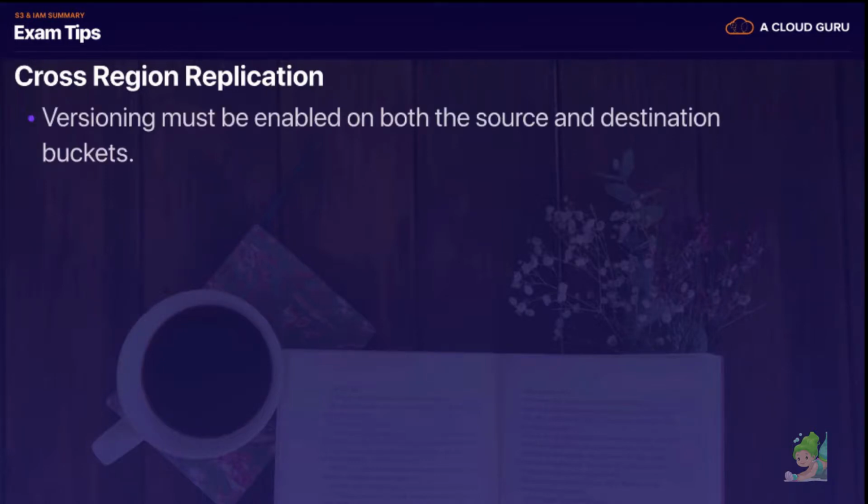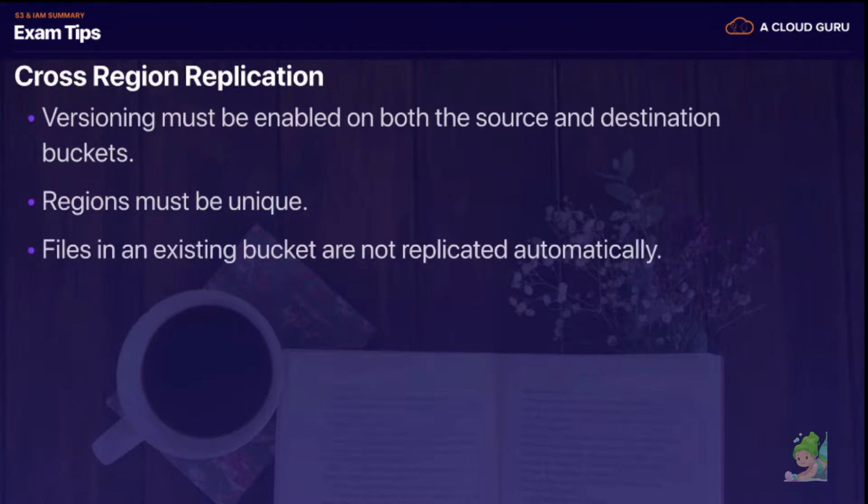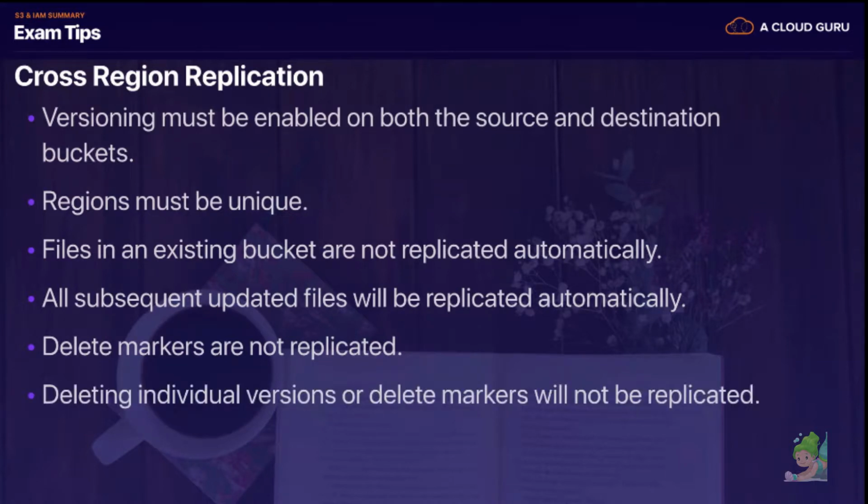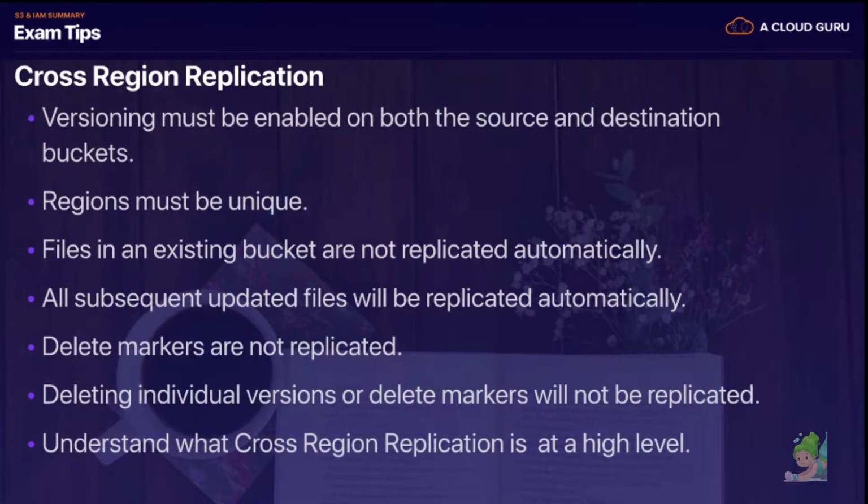Moving on to cross-region replication. Basically, you just need to understand what it is. It is definitely worth 1 or 2 marks in the exam. Versioning must be enabled on both the source and destination buckets. Regions must be unique. You can't do cross-region replication to the same region because then it's not cross-region. And then we have files in an existing bucket are not going to be replicated automatically when you turn cross-region replication on. All subsequent updated files will be replicated automatically. Delete markers are not replicated, and deleting individual versions or delete markers will not be replicated. So basically, going into your exam, it's really important to understand what cross-region replication is at a high level, and that's it really.